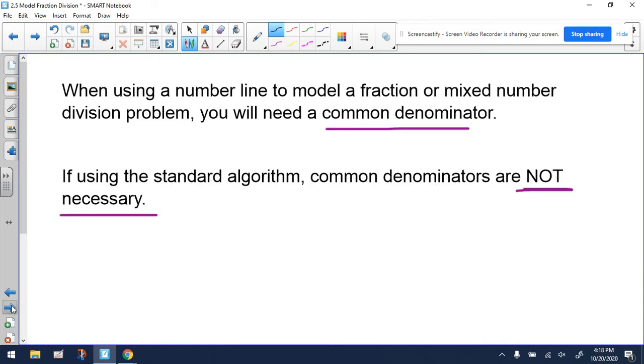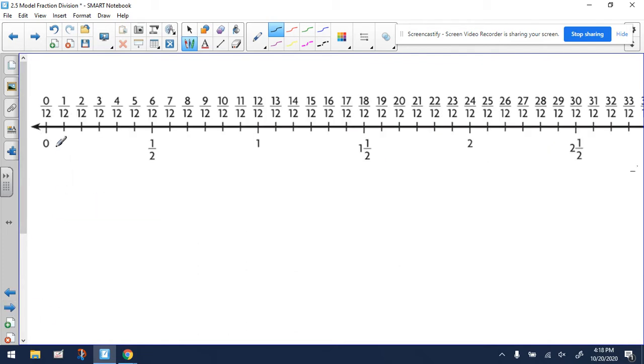All right, so let's take a look at another example. When using a number line to model a fraction or mixed number division problem, you'll need a common denominator. If using the standard algorithm, common denominators are not necessary. So if we take a look at this number line here, let's come up with a value. How about we let the value be 20/12. That's the thing that we're starting out with.